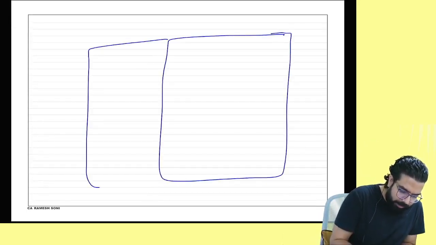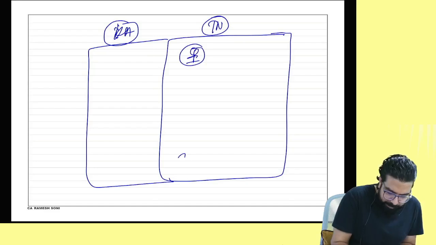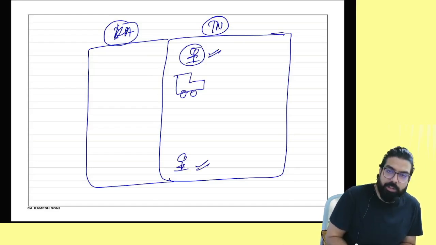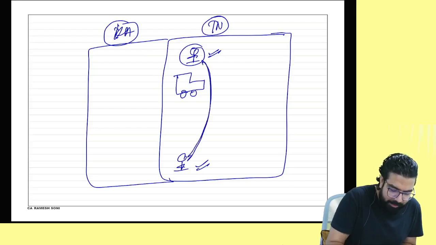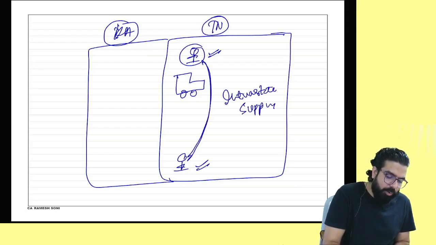This is Tamil Nadu. This is Karnataka. Okay? I am the supplier over here. This is the buyer over here. I put the goods in a truck and send it. I am also in Tamil Nadu. He is also in Tamil Nadu. What kind of supply is it? Intrastate supply.